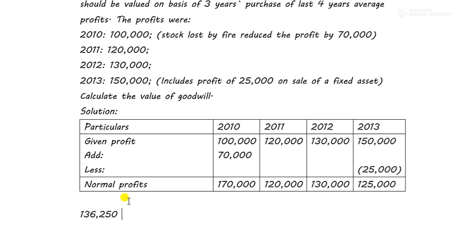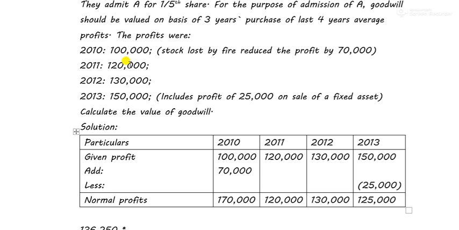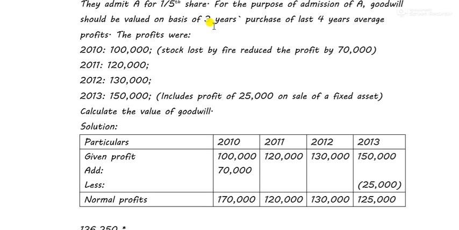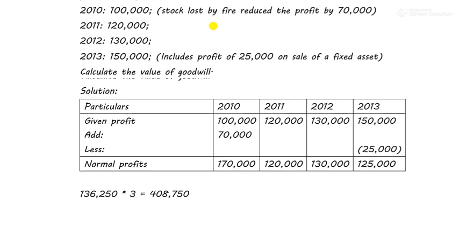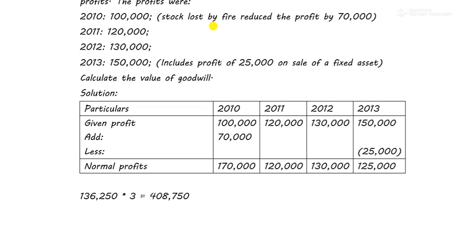We have to multiply it by the number of years purchase. What is the number of years purchase? 3 years. Into 3 is equal to 408,750. Now this is the amount of goodwill. So this was the average profit method, and in the next class we'll be discussing the rest of the methods.